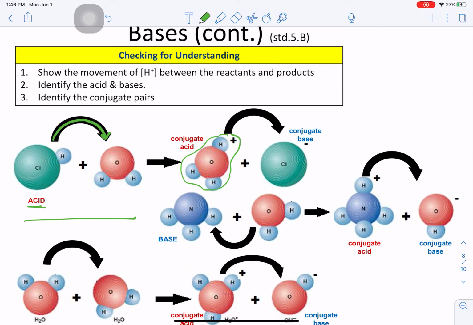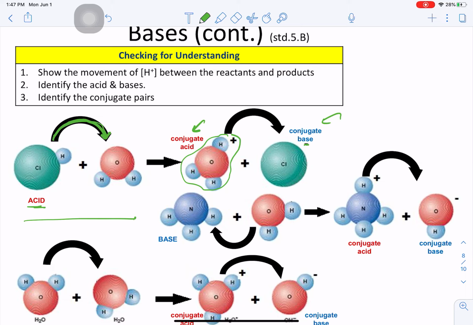And if that HCl donated an H plus, what's left? Well, the Cl's left, but it lost that positive charge, so it now has a negative charge. We know the H3O plus is a conjugate acid. Anytime you see H3O plus in the product, that is your conjugate acid. Then the other is going to be your conjugate base.